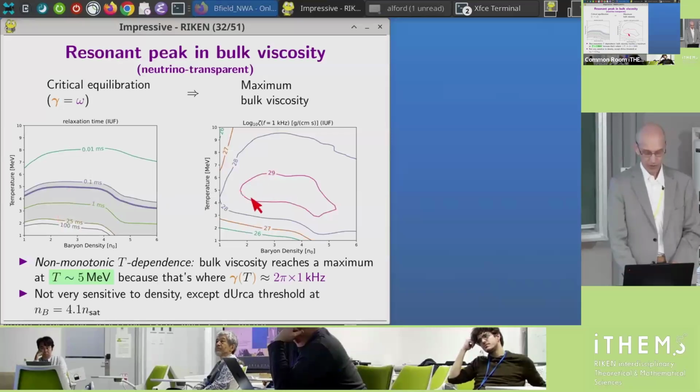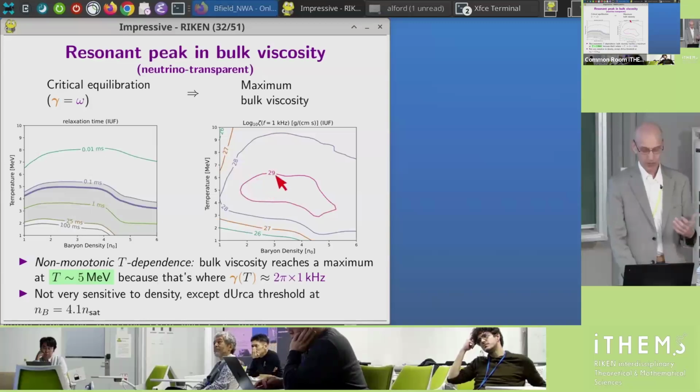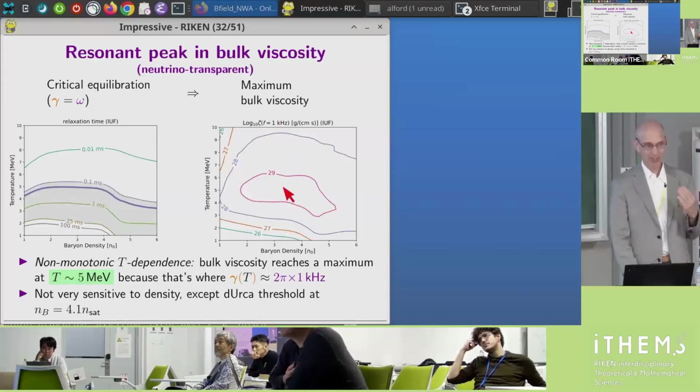And what you see here is it sort of looks like a mountain, right? Here is a big bulk viscosity, 10 to the 29 in these interesting astrophysical units that they like to use, grams per centimeter second for bulk viscosity. And here is the 10 to the 28 contour around it. And 10 to the 27 is along the bottom here and going up the side here. So you can see the bulk viscosity is reaching its maximum right around here. And if you make the system hotter, the bulk viscosity goes down. If you make the system colder, the bulk viscosity goes down. There's a certain temperature where the temperature is just right, and the bulk viscosity is at its maximum.